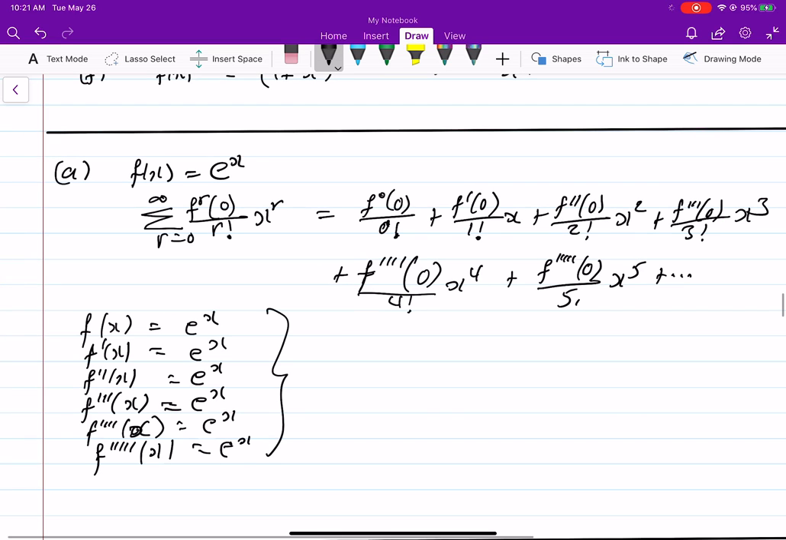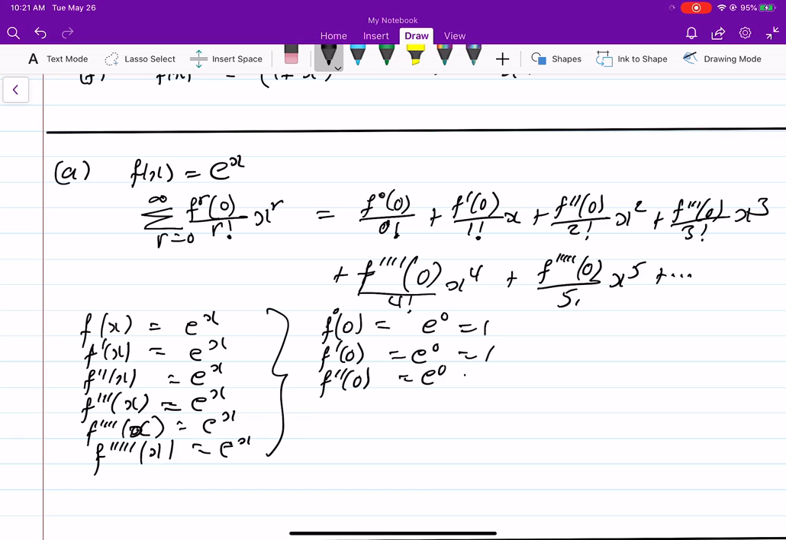So the first one will say f of 0. By the way, this would be the 0 primes one. You don't necessarily have to write that 0 in there, but for completeness' sake, if you want, you can do it. F 0 primes of 0 is e to the 0, which is 1. F prime of 0, e to the 0, 1. F double prime of 0, e to the 0, 1. F triple prime of 0, e to the 0, 1. F quadruple prime of 0, e to the 0, which is 1. And f 5 primes of 0 is e to the 0, which is also 1.